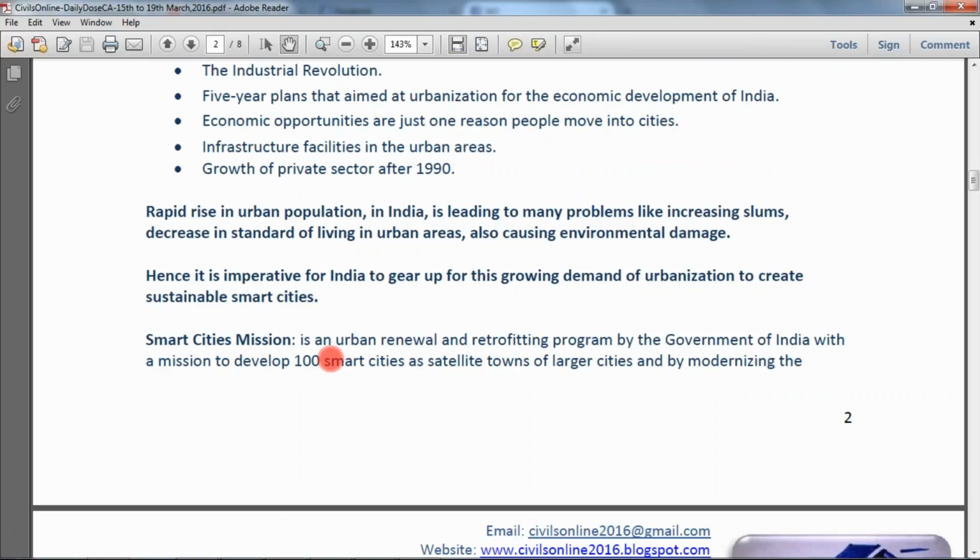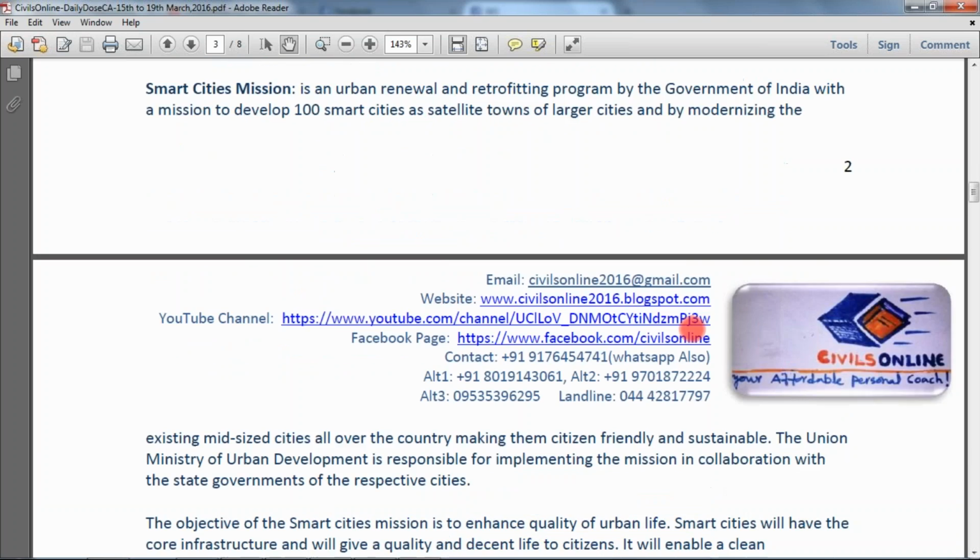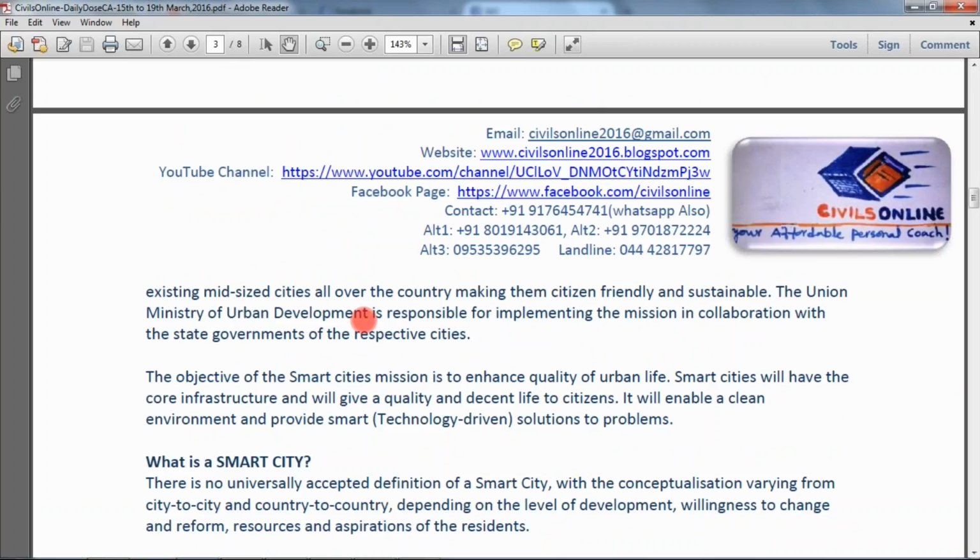So here comes the government's initiative, that is the Smart Cities Mission. It is an urban renewal and retrofitting program by the Government of India with a mission to develop 100 smart cities as satellite towns of larger cities, and by modernizing the existing mid-sized cities all over the country to make them citizen friendly and sustainable. The Union Ministry of Urban Development is responsible for implementing the mission in collaboration with the state governments of the respective cities. The objective of the Smart Cities Mission is to enhance quality of urban life.